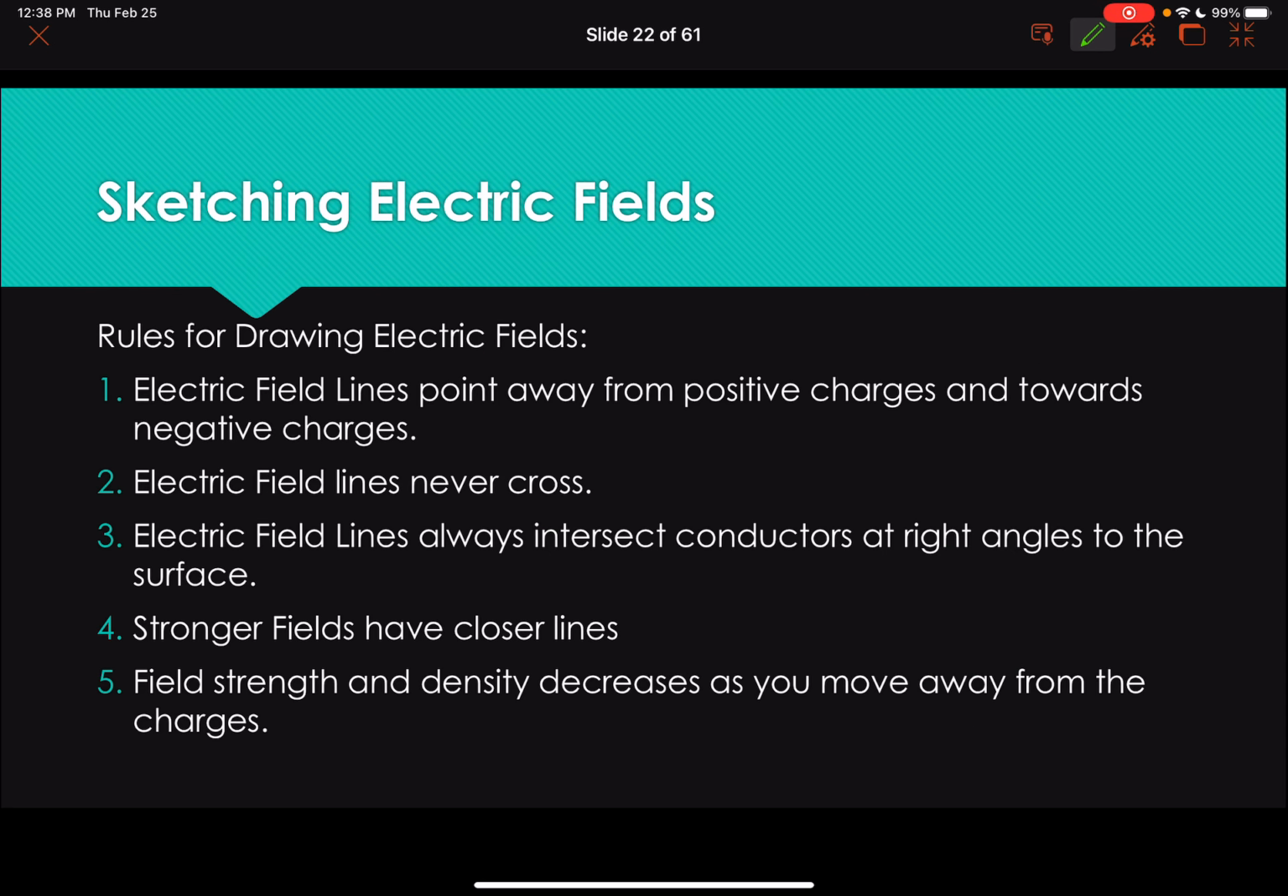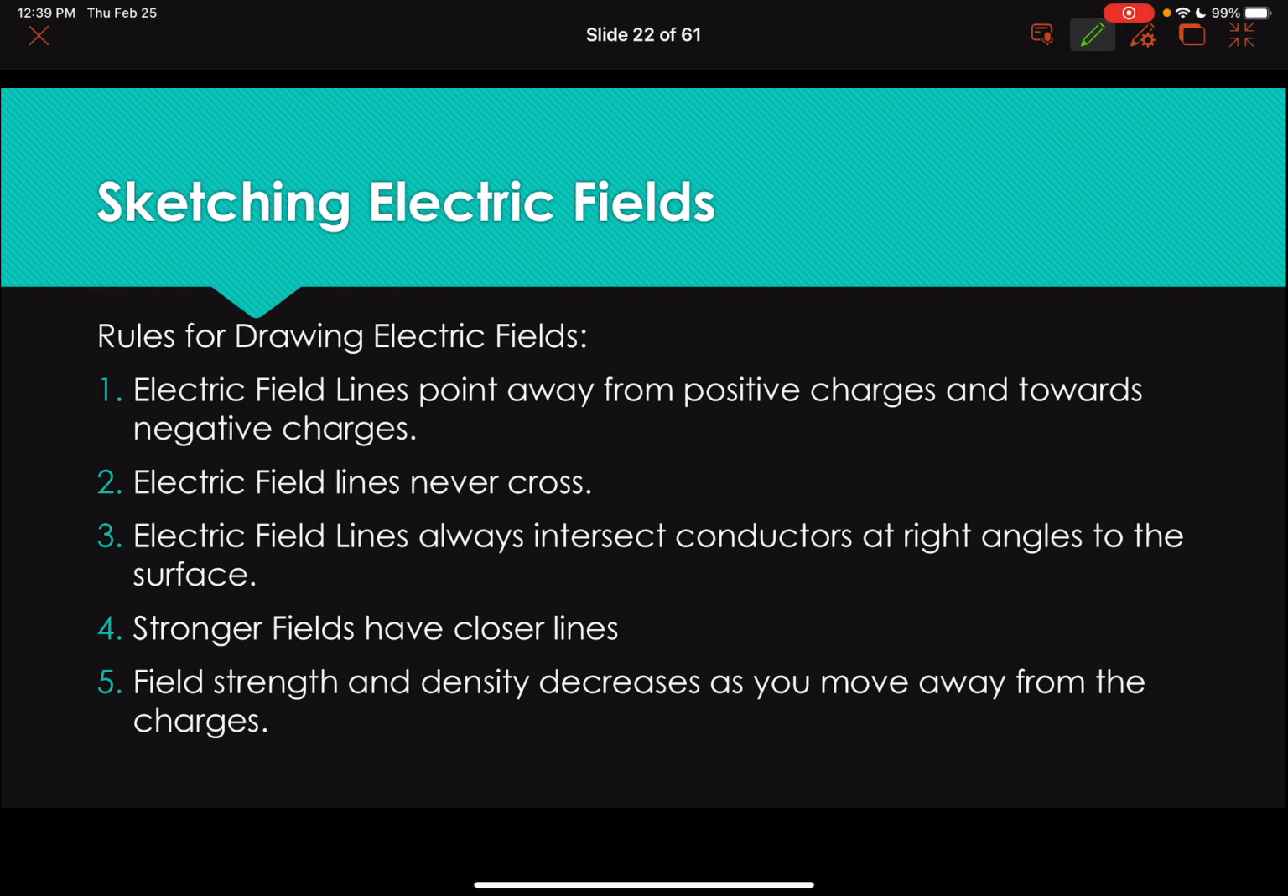So another part of electric fields is not just the equation. The equation's fairly simple. But the other side of it is that we need to be able to draw electric fields. We need to be able to sketch what electric fields look like. Obviously, we can't actually see them with our eyes, but we can sketch the effect of our electric fields. There are 5 rules to drawing them, though. I'm going to discuss the rules, and then I'm going to tell you how to do them.